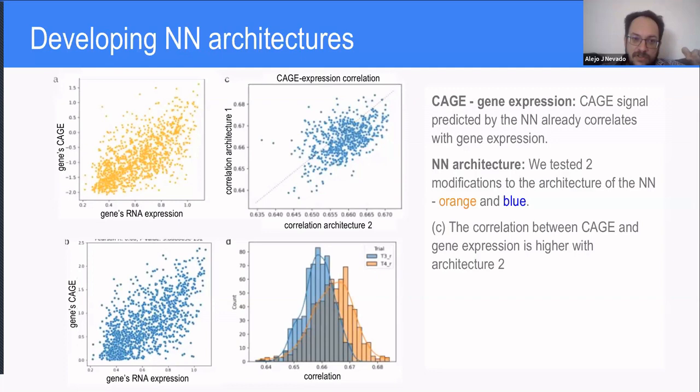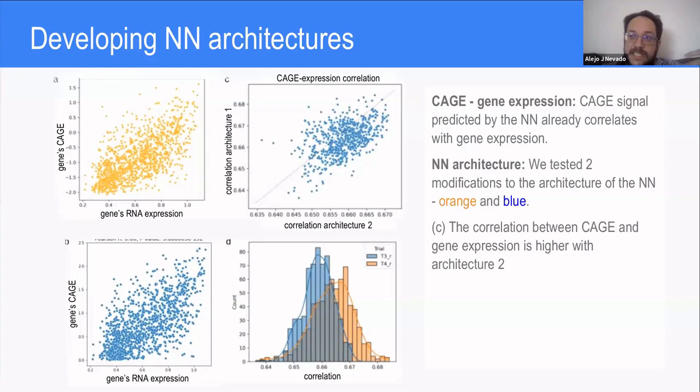So in the upper left, each one of the dots is a given gene, and we were exploring whether this neural network could also be used to predict RNA expression, such that, for instance, we can see when the RNA expression changes compared to the RNA expression that you should expect from the genome. So in the diagram, we see that the average CAGE signal predicted within the coding region of a gene already, out of the box, correlates with the RNA expression of the gene when you get all these genes from the ADNI database.